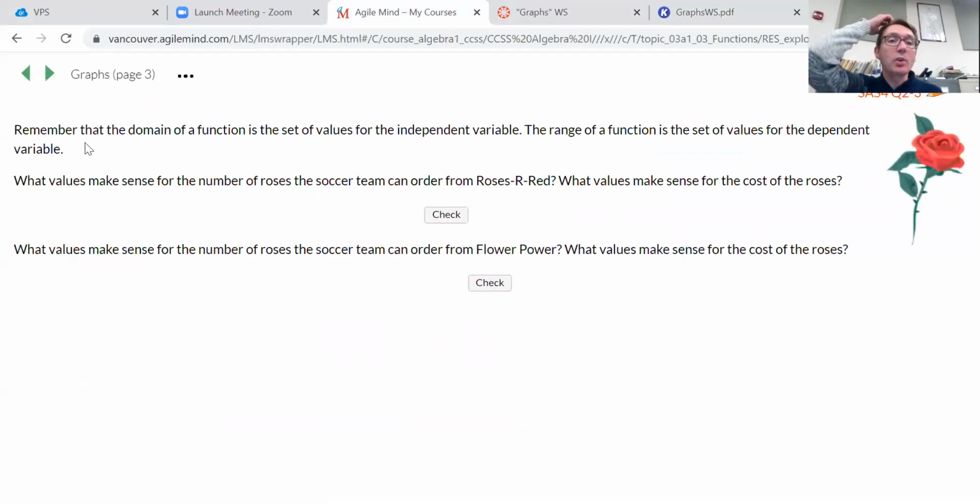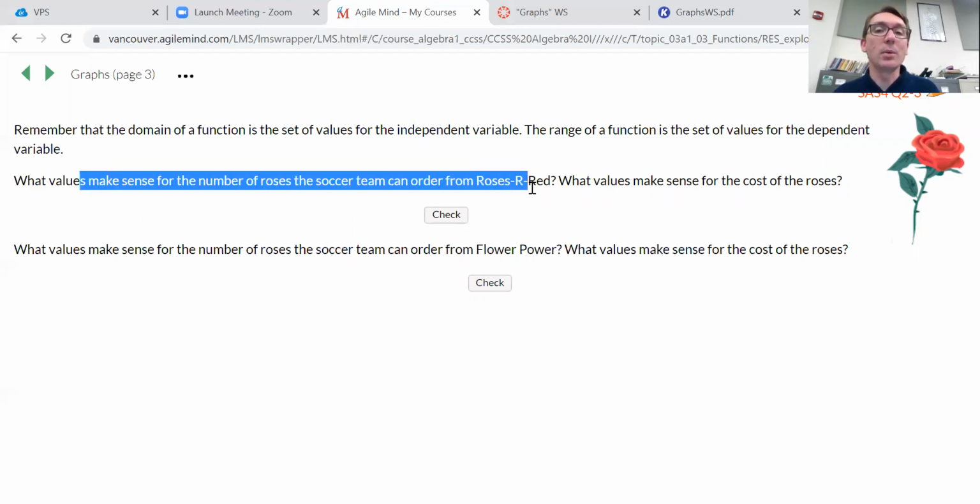Next, remember that the domain of a function is the set of values for the independent variable, which is x. The range of a function is the set of values for the dependent variable, which is y. What value depends? What value makes sense for the number of roses that they can order? What values make sense for the cost of the roses? So let's think about this. How many flowers can they order?